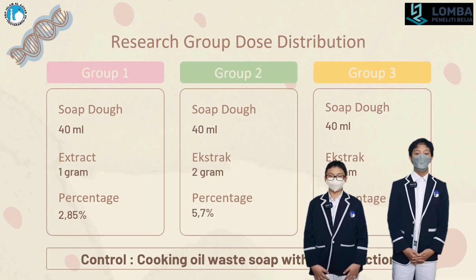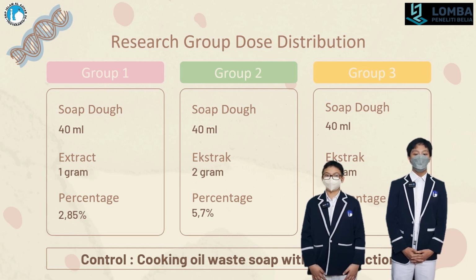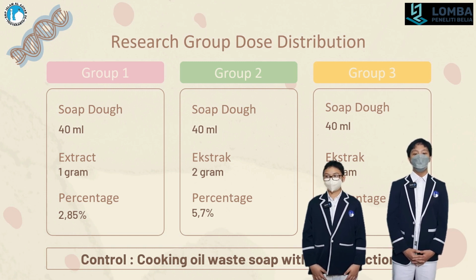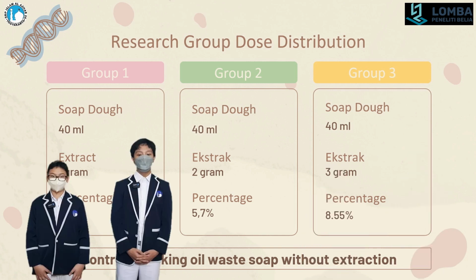The following is the dose distribution for the research group. It can be distinguished by the percentage of avocado peel extract, with group 1, 1 gram, group 2, 2 grams, and group 3, 3 grams.